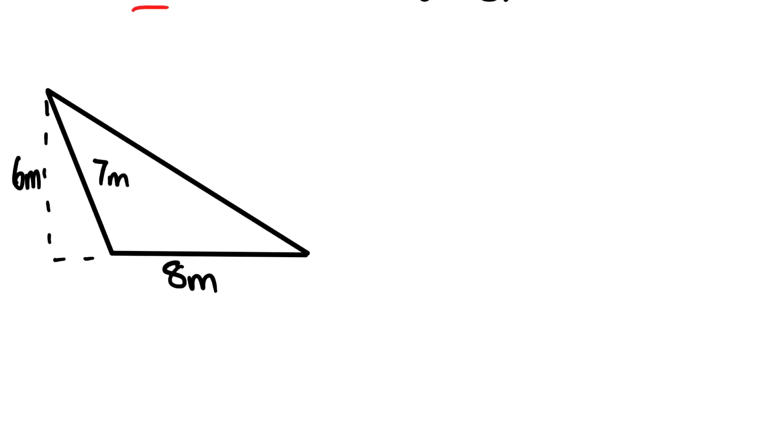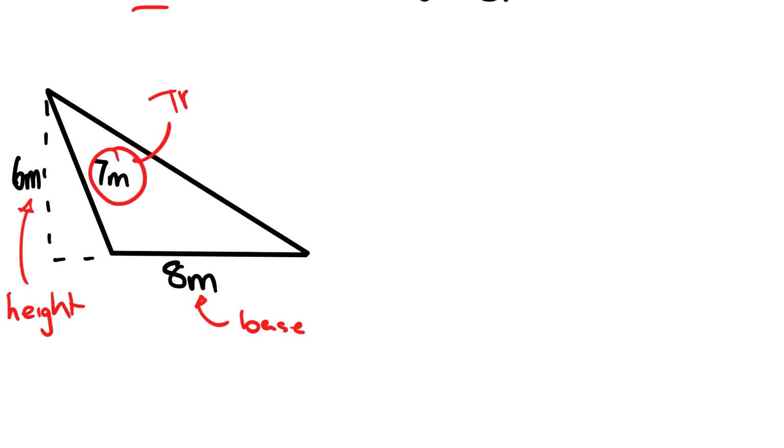Now, if we're looking at this triangle again, this here is my height, and this here is my base. This 7 is a trick. All right, we're not actually going to be using that in our calculation. So again, area equals 1 over 2 BH, so base times height.